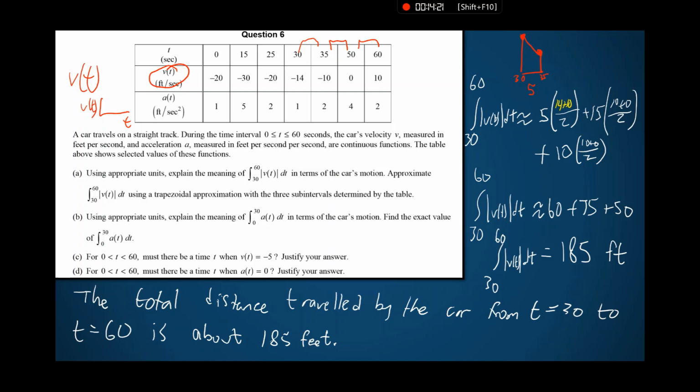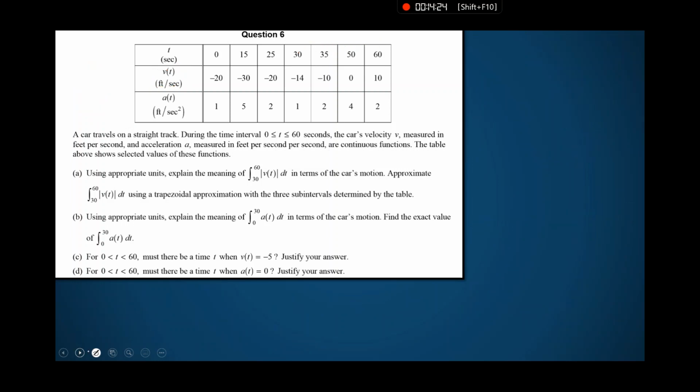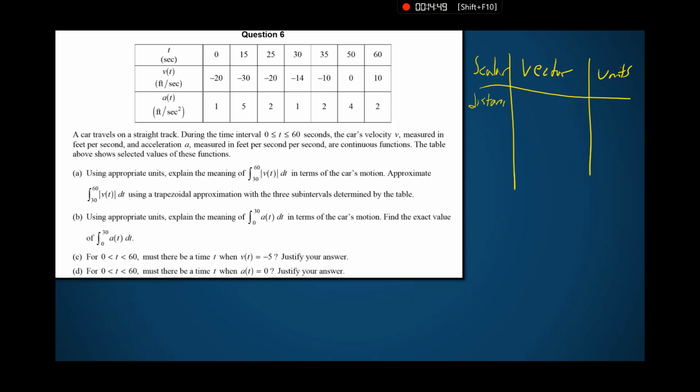I'm going to do a quick review for our velocity, displacement, acceleration then. So before I go to part B, scalar, vector, and units. Okay, if I have a scalar quantity, that means there is no direction. So that would be something like distance. If I tell you Oliver walked 13 kilometers today, that doesn't tell you what direction he walked. He might have walked 6 kilometers towards the school and then 7 kilometers back.